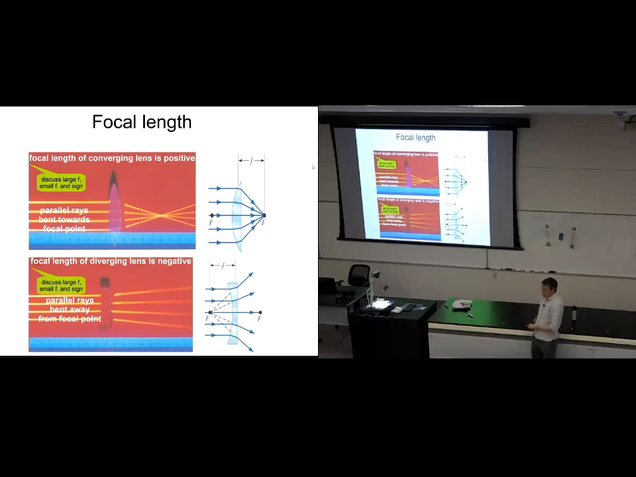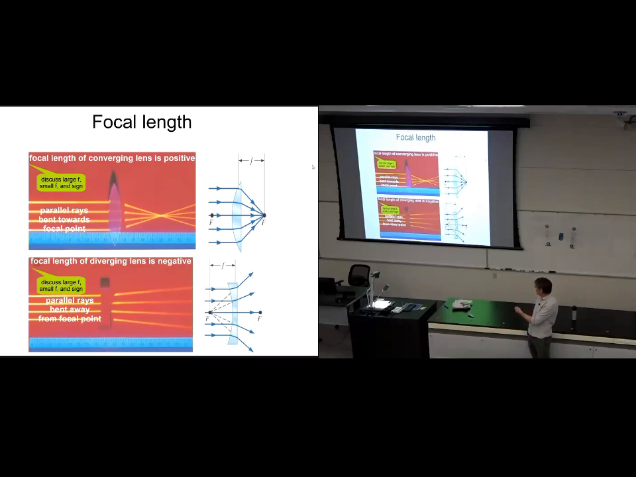Downstairs here on this bottom row, this is the same sort of picture, but for a diverging lens that bends the light rays away from the optical axis. So here's the diverging lens. It's a little hard to see, but it's thinner in the middle. It's thicker at the top and the bottom. It's going to bend the light rays away from the optical axis because it diverges them.